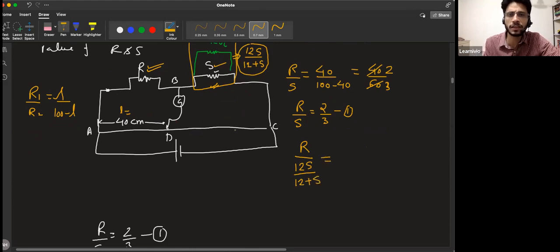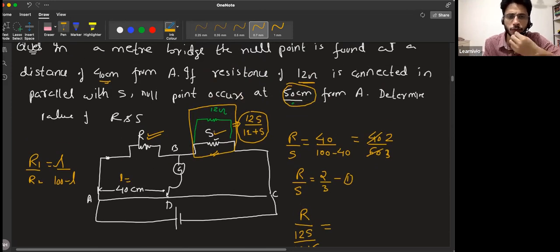What is the balancing condition now? If I connect this 12 ohm in parallel, what is the balancing condition now? Balancing length. Hishma, you are not listening. Nabil Khan, what is the balancing length when I connect this 12 ohm in parallel?